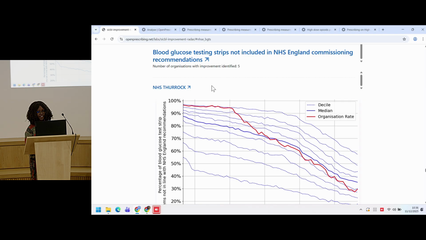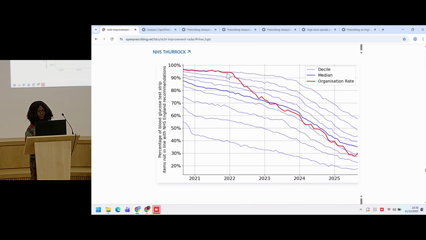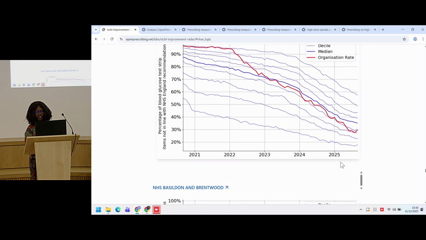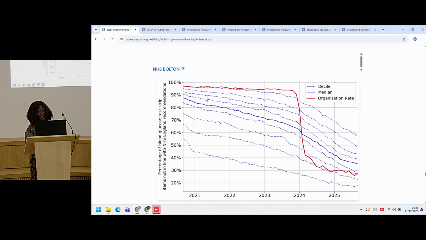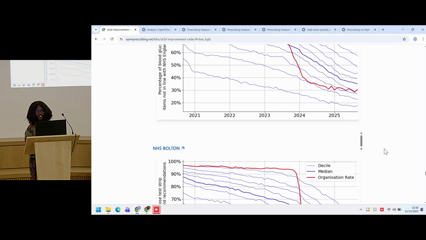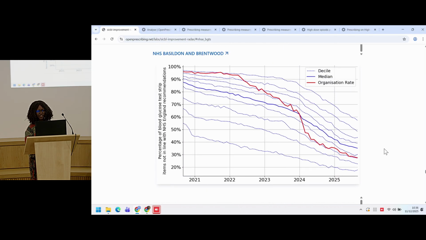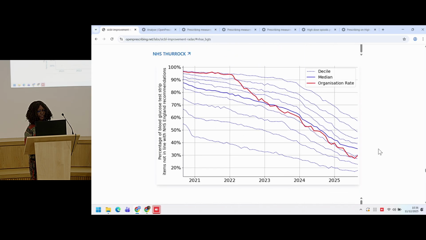So for NHS Thurrock here, you can see that they started off as being one of the highest prescribers, and they've made a lot of changes, but it was done over a few years, and they're now below average. But in contrast, you've got something like NHS Bolton here, where they were also one of the higher-end prescribers, and they were a bit later on adopting changes. But when they did, it was done over a very short period of time, so within months. So it's quite interesting to see that you can get that level of detail by looking at this tool.